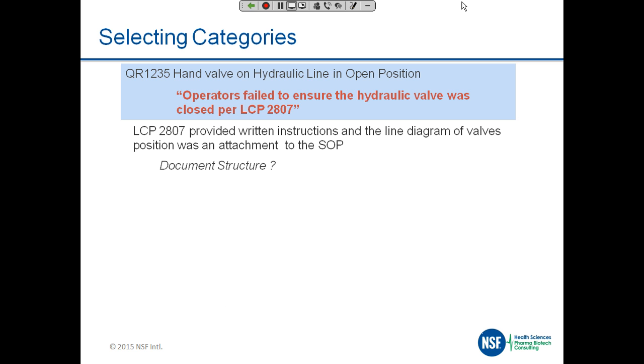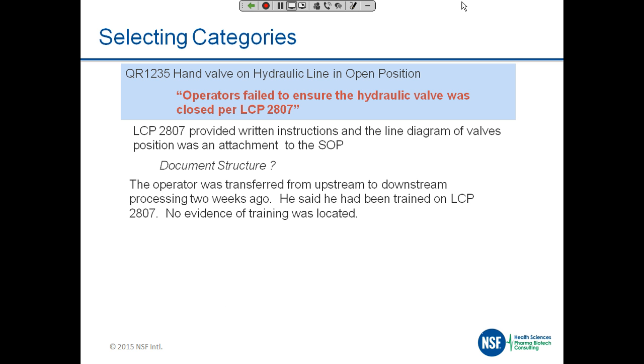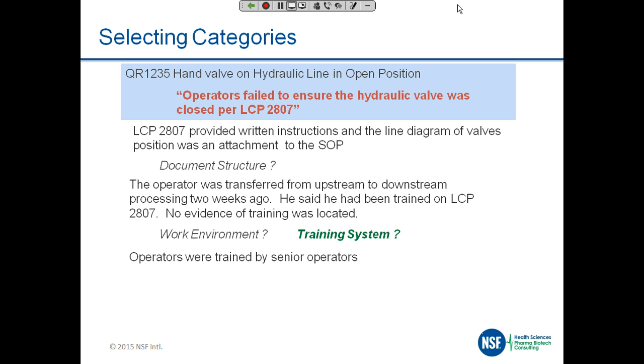In this case, the hydraulic line was left in an open position. The procedure provided written instructions, and the line diagram of valve's position was an attachment to the SOP, line diagram. The question is document structure. The operator was transferred from upstream to downstream 2 weeks ago. He said he'd been trained on this SOP. No evidence of training was located. Work environment, training system.